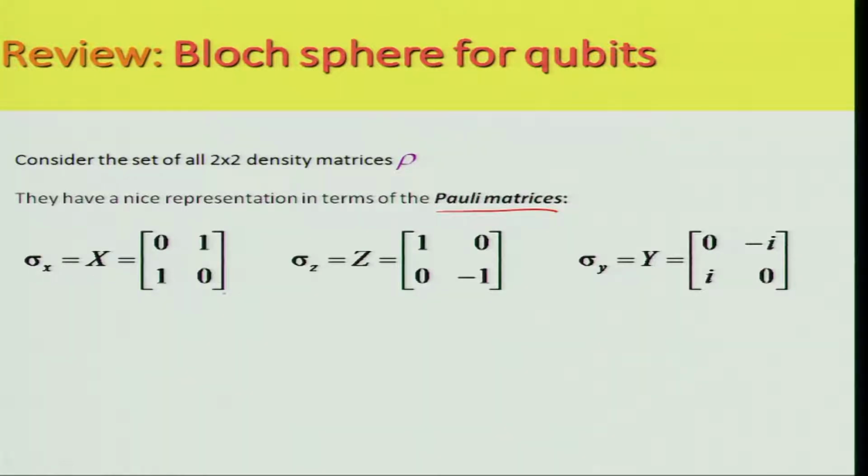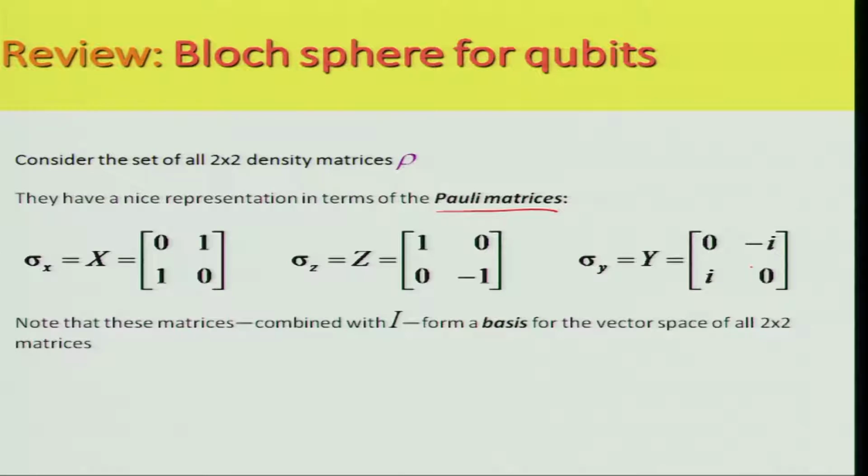Sigma x, or the X gate, has all the diagonals as 0 and the off-diagonals as 1. The Z gate, which is sigma Z, has diagonals 1 and minus 1 with off-diagonals 0. And sigma Y is the Y gate, which has diagonals as zeros and off-diagonals as minus i and i. These matrices combined with the identity form a basis for the vector space of all 2 by 2 matrices.